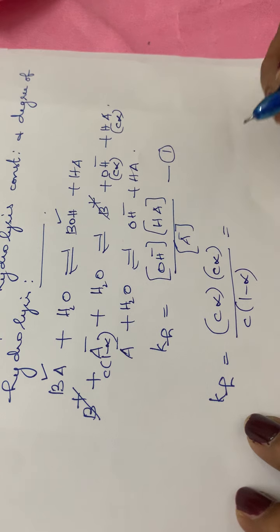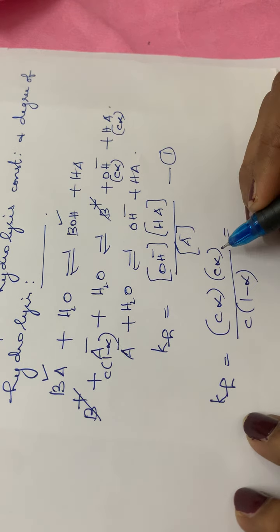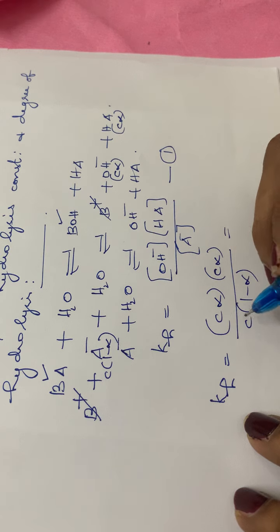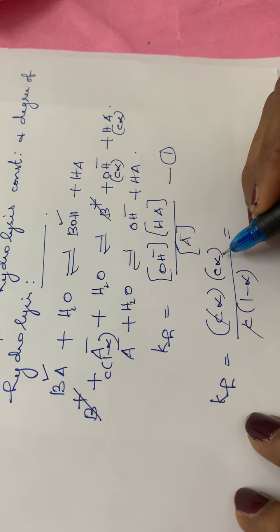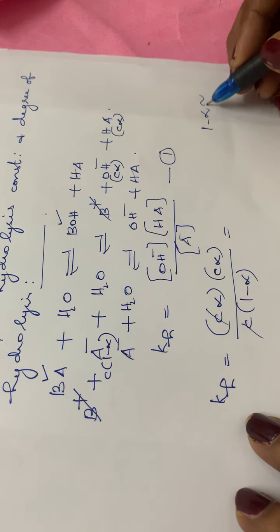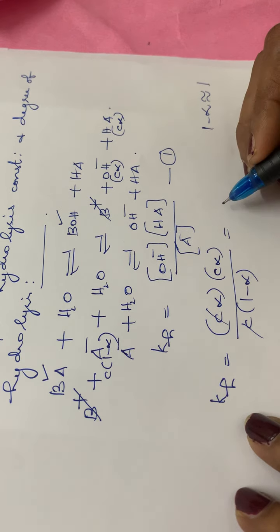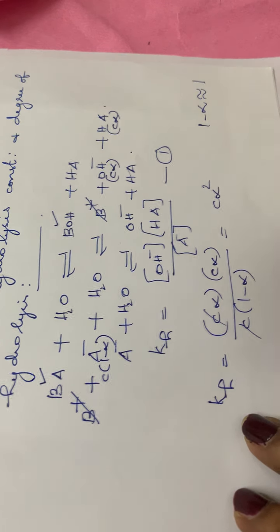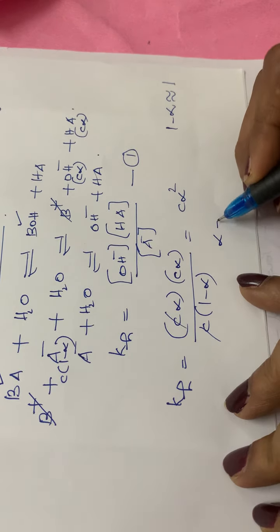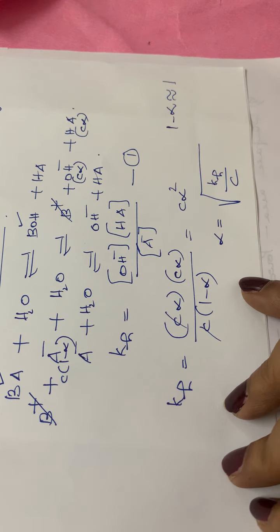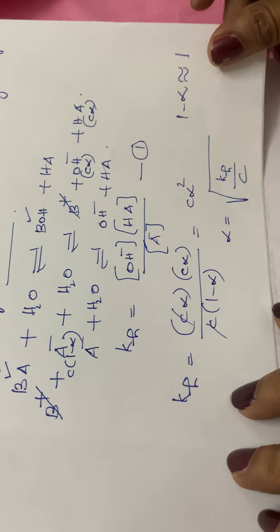This is just like the previous case. So it becomes C square alpha square divided by C into (1 minus alpha). One C got cancelled, so this becomes C alpha square divided by (1 minus alpha). Again, 1 minus alpha is approximately equal to 1, so KH will be equal to C alpha square. So alpha is equal to the square root of KH divided by C.